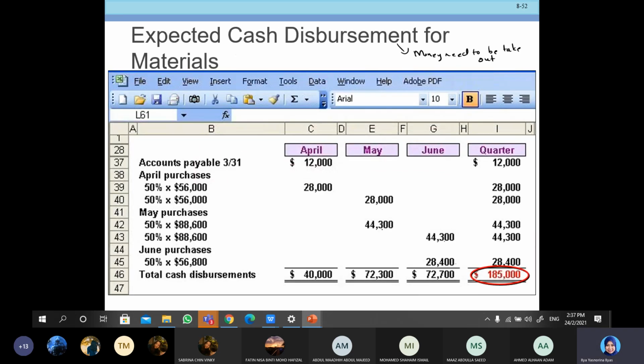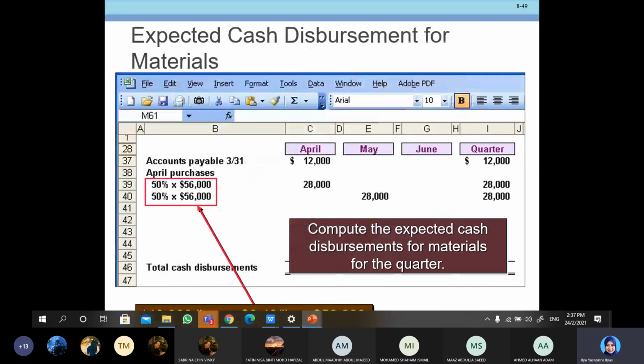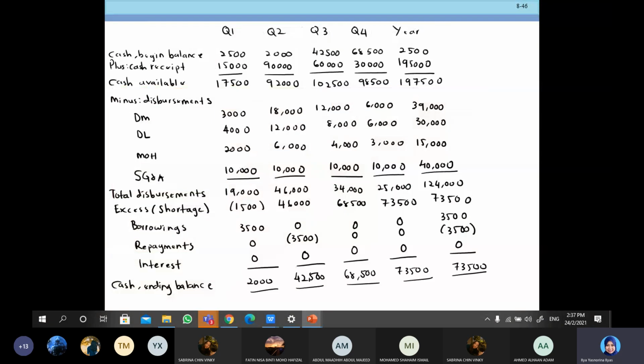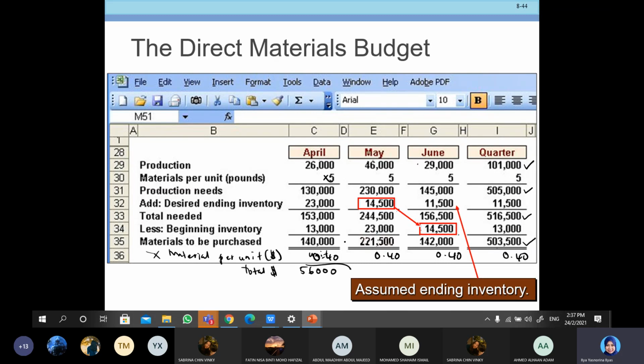Cash disbursement is similar with cash collection. What is cash disbursement? It is the total money that we need to take out, we need to spend in order to buy material. We already identified the production unit for April. This is only per unit. We need to calculate the total money.